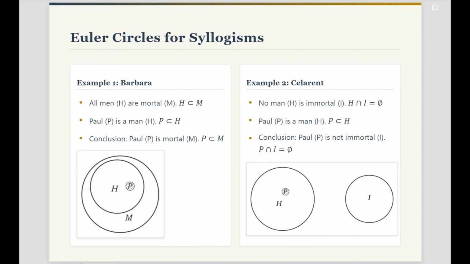Now the second example. No man is immortal. H and I don't overlap. Paul is a man: P inside H. Again, visually, P is definitely outside I. Paul is not immortal. These diagrams make the logic almost self-evident by showing the spatial relationships.